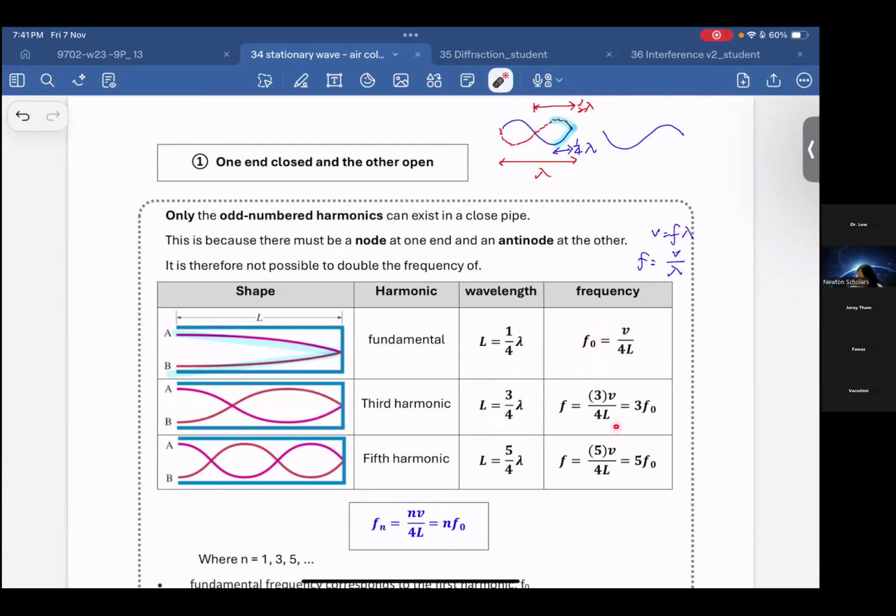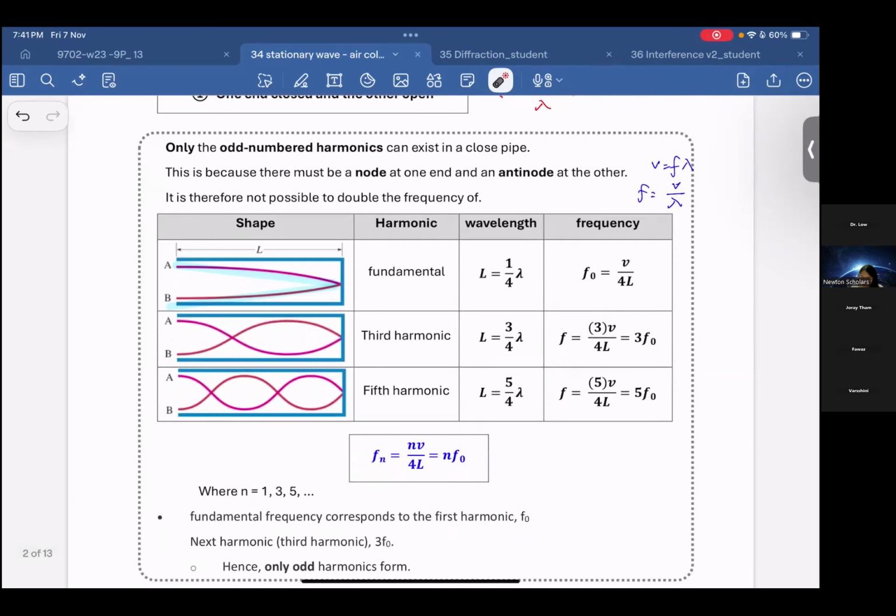After we get the second pattern, we found out that it is actually the third harmonic. It won't appear as the second harmonic. So for this case, only odd number harmonics will appear. The next harmonic is the third harmonic, due to one closed end and one open end.